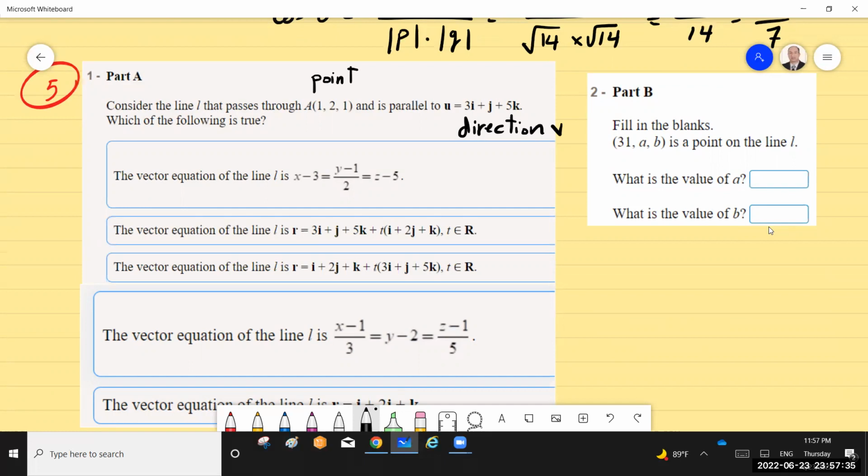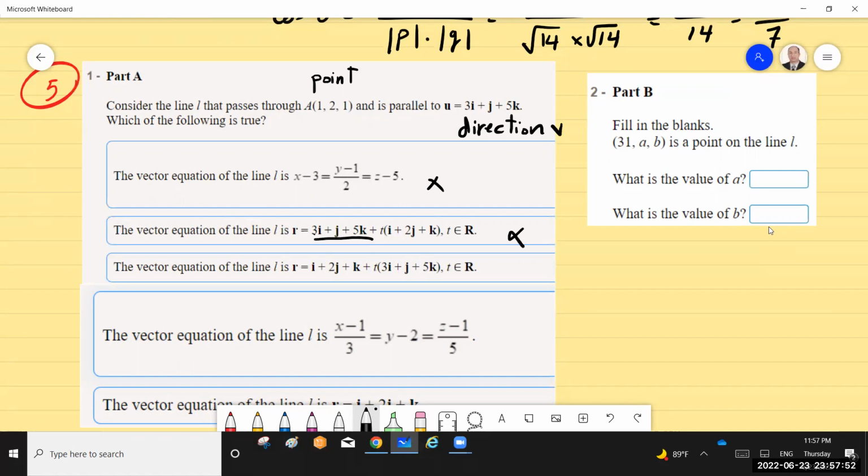Which of the following is true? The vector equation, this is not a vector equation. This form is called the Cartesian form of the line, or symmetric form of the line. R equals 3 plus 1. This must be the point. This is not the point, so this one is wrong.